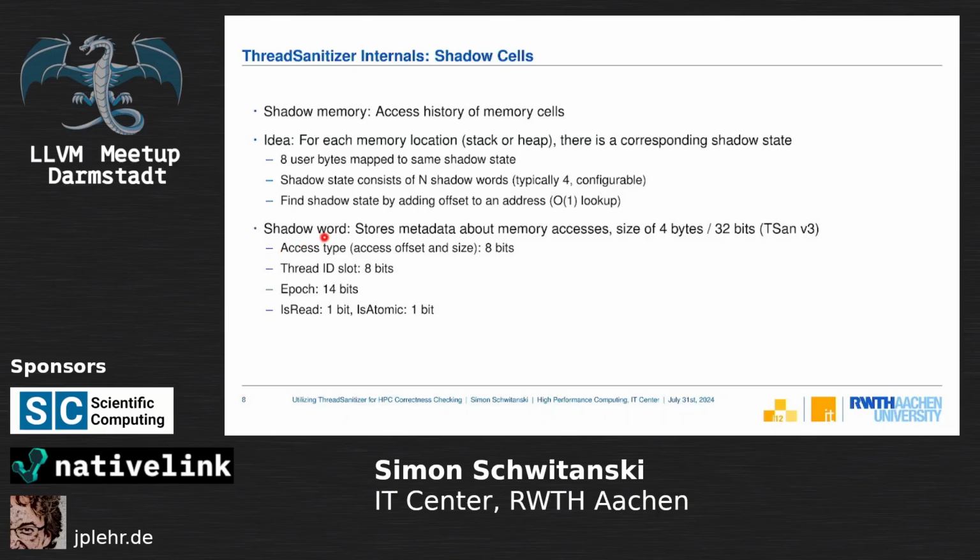And just for completeness, this shadow word consists of 32 bits, so 4 bytes. We have the access type, the offset, because we map 8 user bytes, we have to encode which of the user bytes are accessed. Then we have a thread ID slot where we encode the thread that accesses the memory. We have the epoch, which is a logical clock because TSan is a happens-before race detector. I will talk about how that is done on the next slide. And then something if it's a read, if it's atomic, and so on.